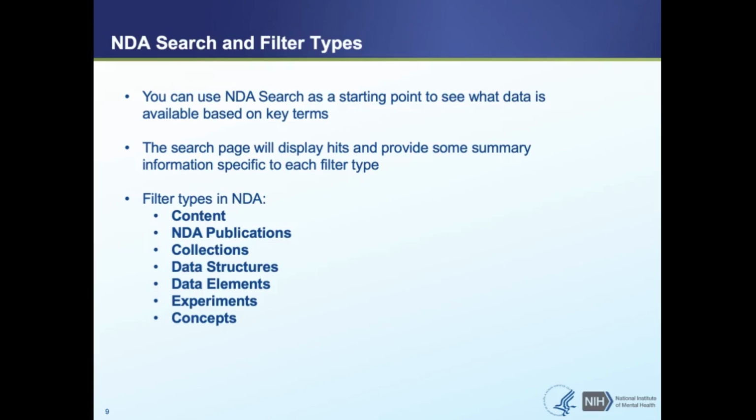To begin your search, you can navigate to the NDA homepage and type in a query in the search box. This search tool allows you to look for data or other information in the NDA by entering search terms and reviewing or filtering results based on the type of information. The search page will display hits and provide some summary information specific to that type. This is a good tool in seeing what is available based on key terms you might have in mind. So now I'm going to switch over to the browser again to walk you through an example.